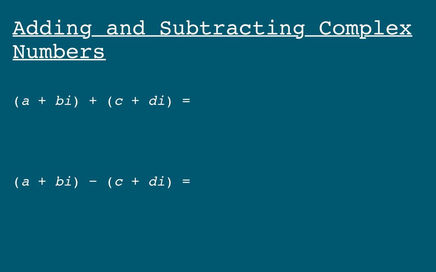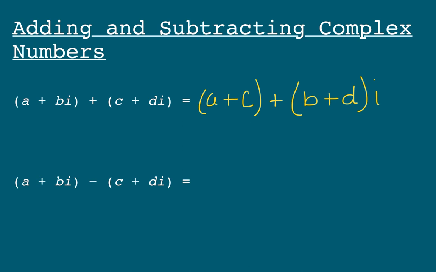So adding and subtracting. When we add complex numbers, we will add the real parts and add the imaginary parts. So in a plus bi and c plus di, the real parts are a and c, and the imaginary parts are bi and di. So to add these complex numbers, I would add a plus c, and I would add bi and di, and write it in standard form.